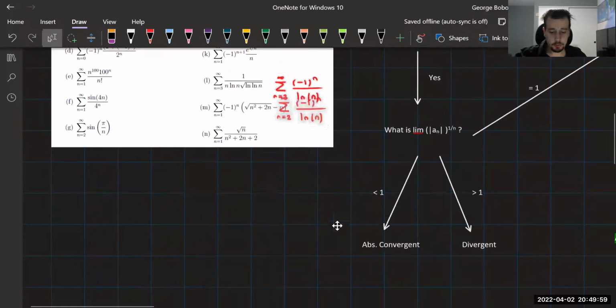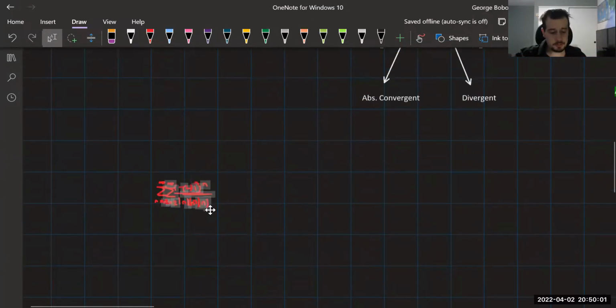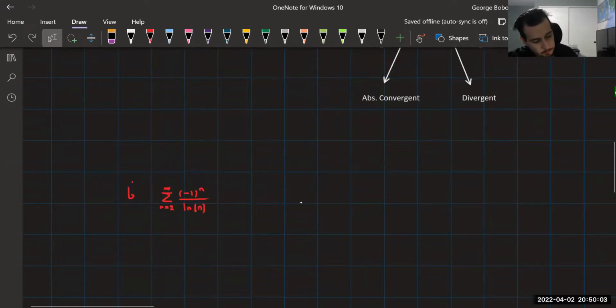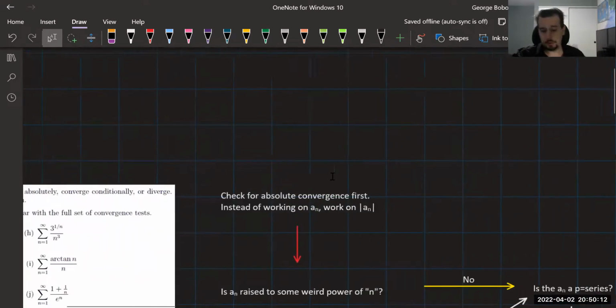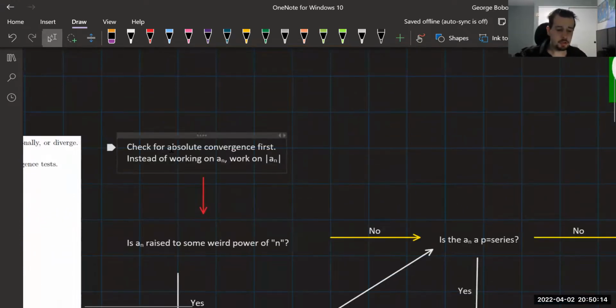All right, so we're starting here with Pranav's choice, series of the day. So this is B. And here's the thing. Immediately here, I see the -1, but let's see what the chart is going to tell you to do here, the magical chart. Check for absolute convergence first.